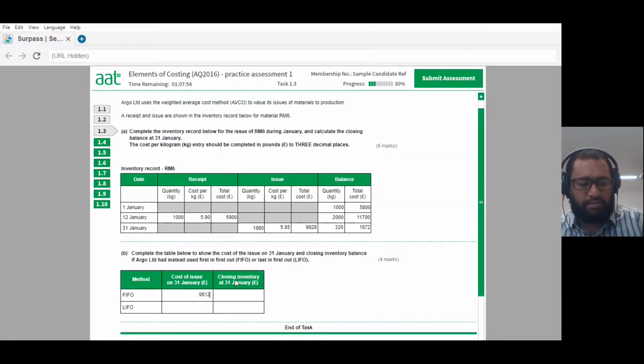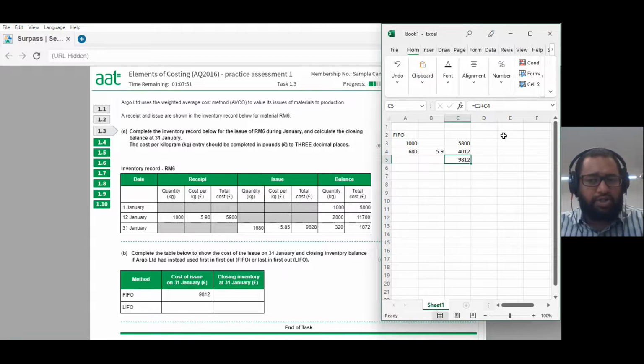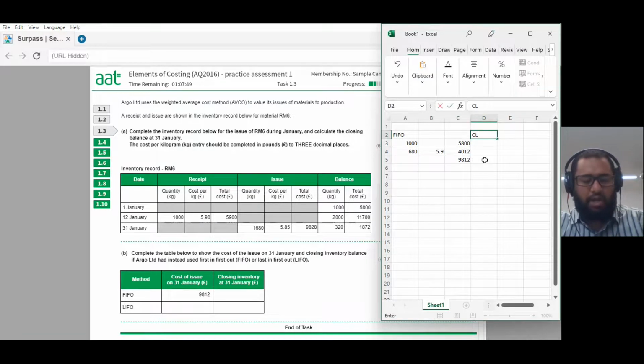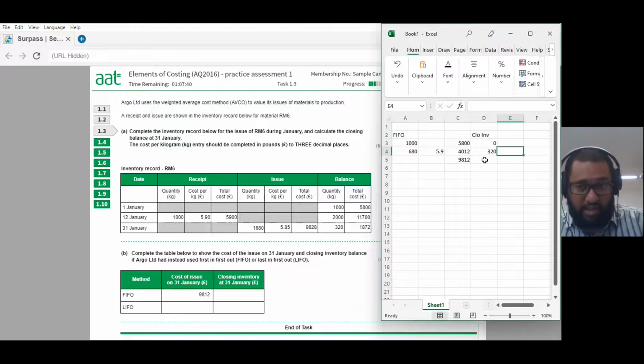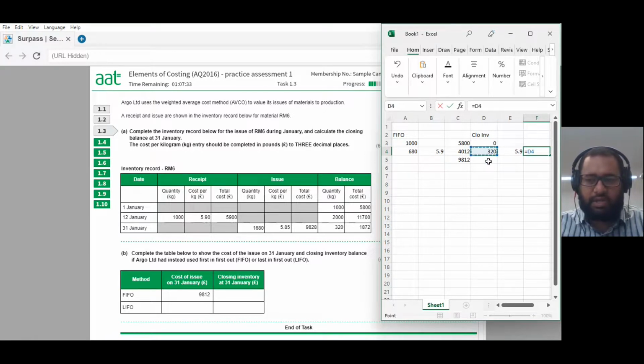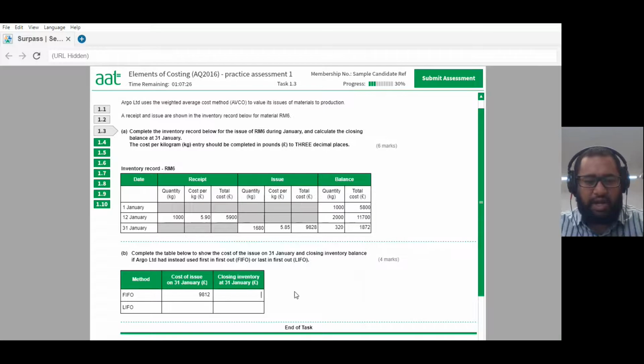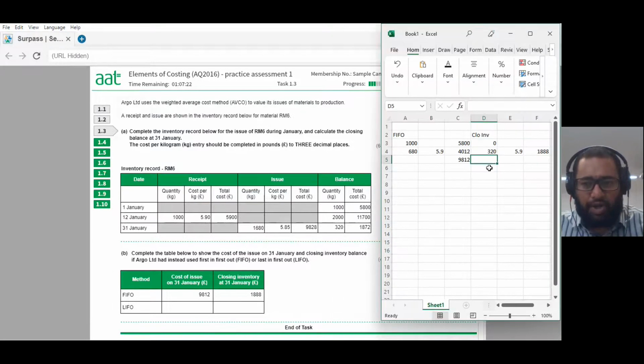That should give me 9,812 pounds. But now my closing inventory. Do we have anything from the opening inventory? No, because all of it has been exhausted. We have 320 from the receipt we received on the following day. They were costing you £5.80, and now this is going to be this multiplied by this, and it should give me a value of 1,888.